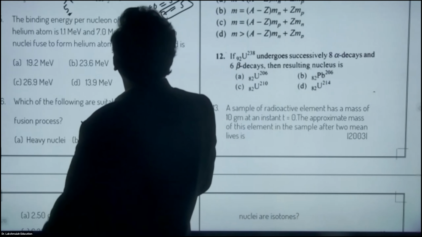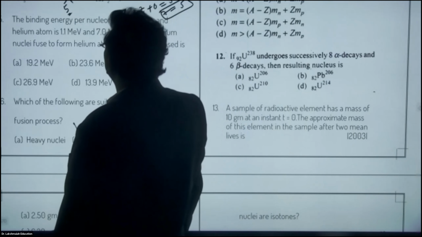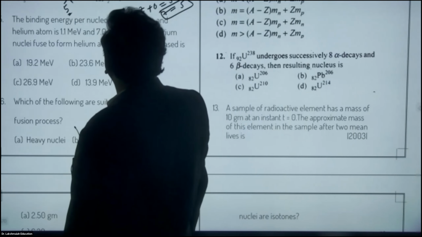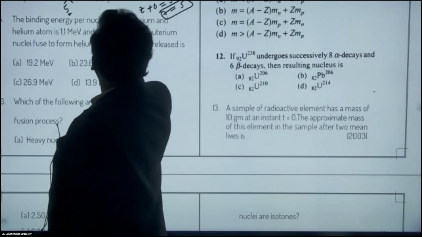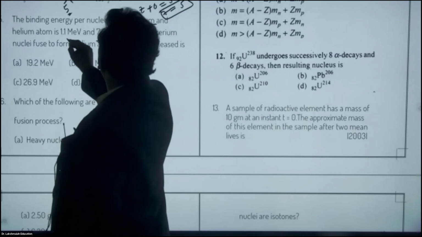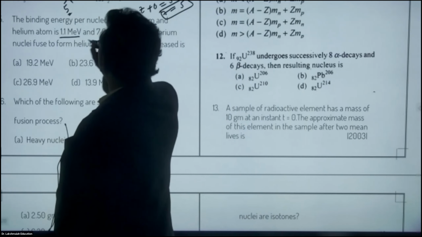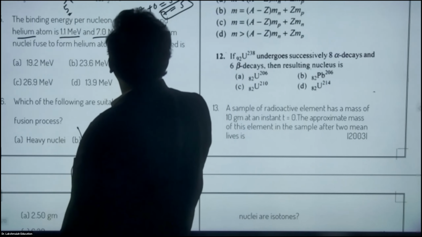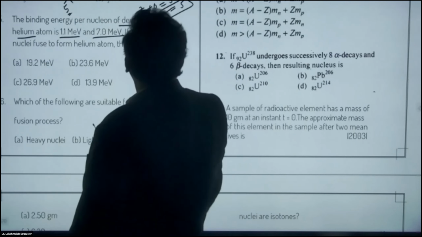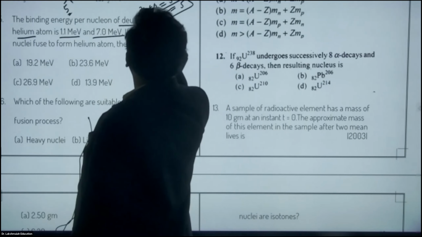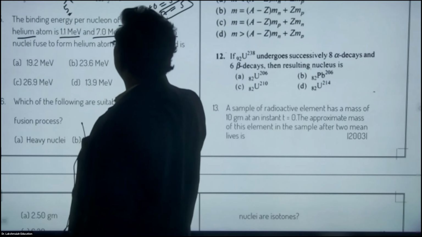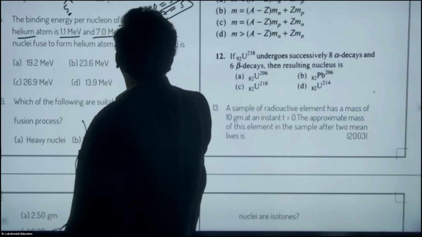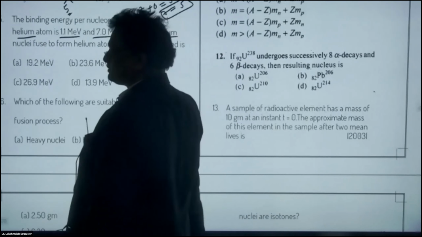Binding energy per nucleon of deuterium and helium atom is 1.1 million electron volts for deuterium and 7 million electron volts for helium. If two deuterium nuclei fuse to form a helium atom, the energy released is... That is the given question. Please do it.